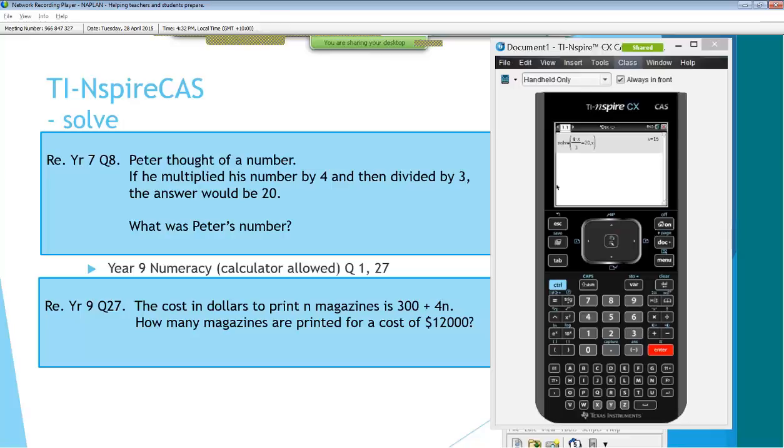So if I go to menu, and the first in my actions is define, and I'm going to define a function upon the variable x equals, I'm doing the second question here, 3 plus 4x minus x squared. And so my calculator now knows what a function upon x is.